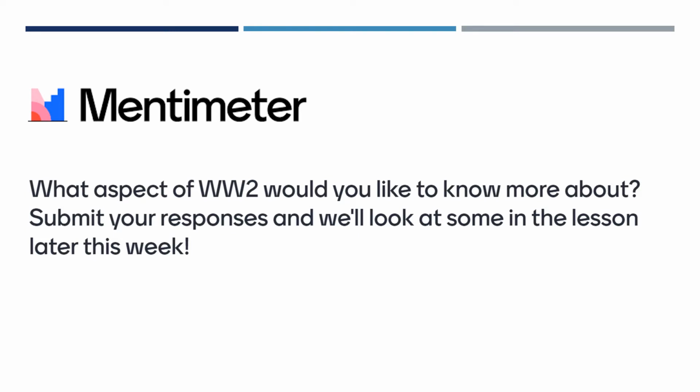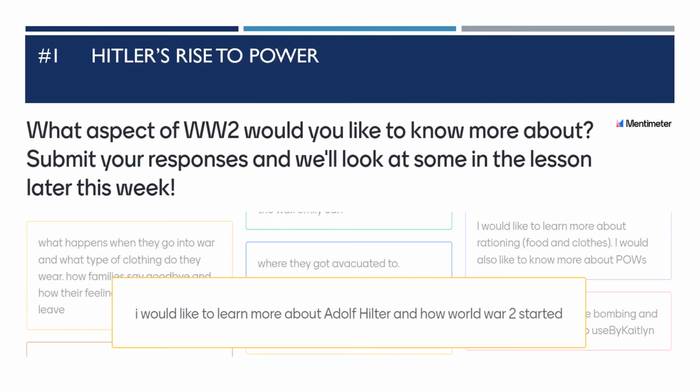So we've got the second part of the lesson now, the question and answer. And this was the Mentimeter. It was what aspect of World War II would you like to know more about? Submit your responses and we'll look at some in the lesson later this week. Well, that's what we're about to do now. As I've already mentioned, this was a question that came up. A couple of people discussing how World War II started, but also how Adolf Hitler came to power. So that's what we'll look at now, Hitler's rise to power.